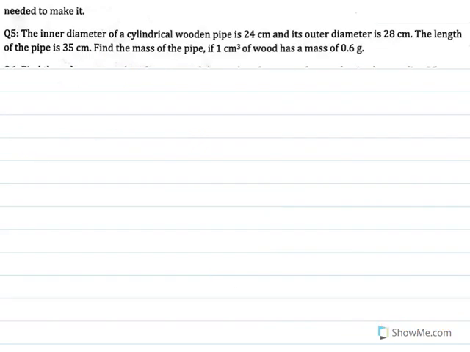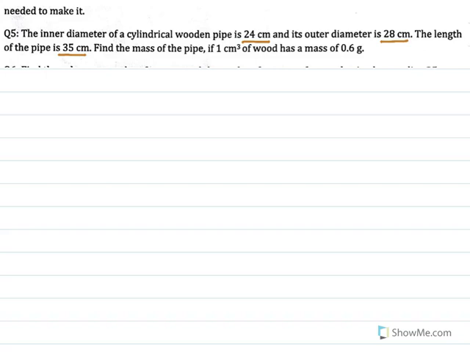The inner diameter of a cylindrical wooden pipe is 24 centimeter and the outer diameter is 28. The length of the pipe is 35. Find the mass of the pipe if 1 centimeter cube of wood has a mass of 0.6 grams.